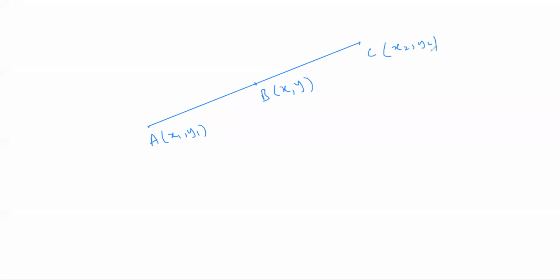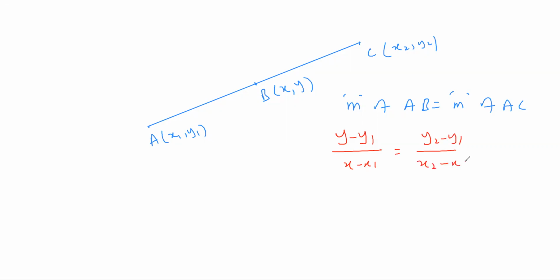there's a point C, which is x2 comma y2. You people know about collinear points. So can I say the gradient of AB is the same as the gradient of AC? Yes? So what is the gradient of AB? That is y minus y1 over x minus x1. What is the gradient of AC? That is y2 minus y1 over x2 minus x1.